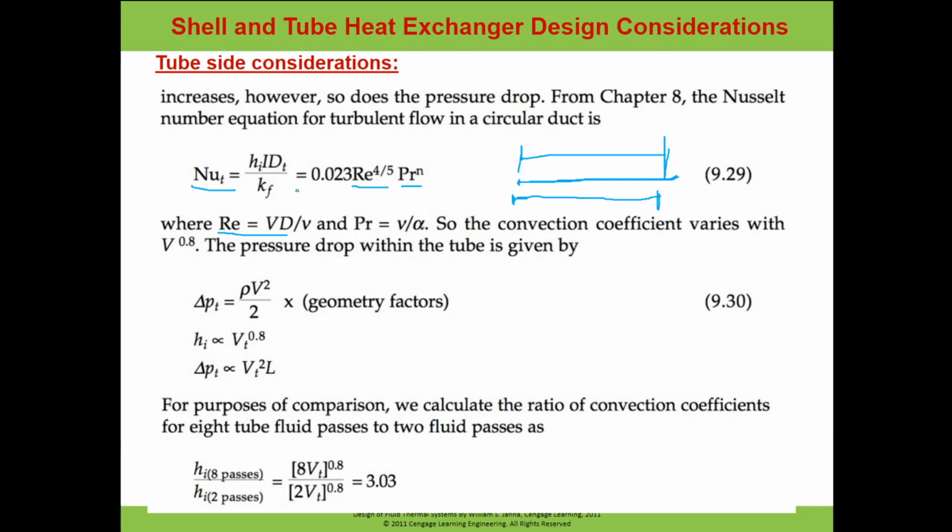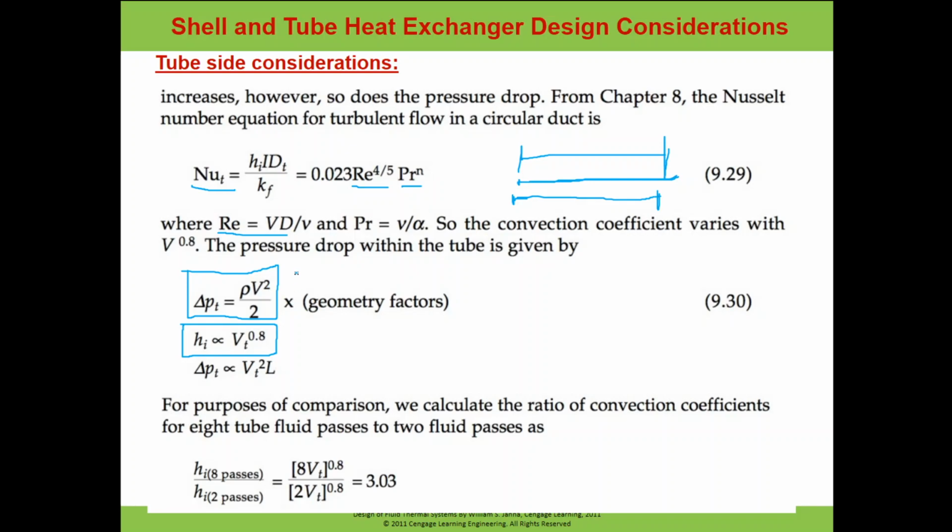Okay. So ultimately we can say that the heat transfer coefficient is directly proportional to the velocity to the power 0.8. Similarly, if we talk about the pressure drop, the pressure drop expression is delta P_T equal to 1 by 2 rho V square. So here the pressure drop is proportional to the square of the velocity. So if you change from one pass to two pass, then your pressure drop will change drastically because it's a square.